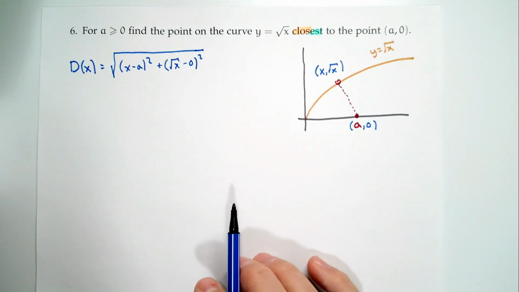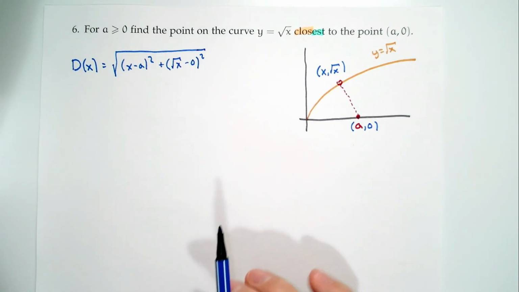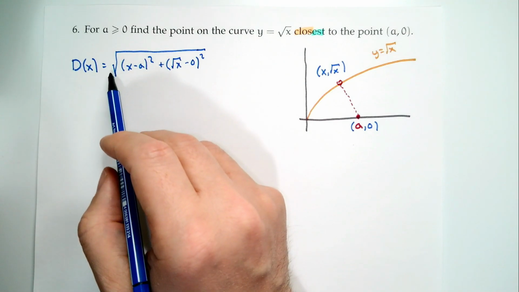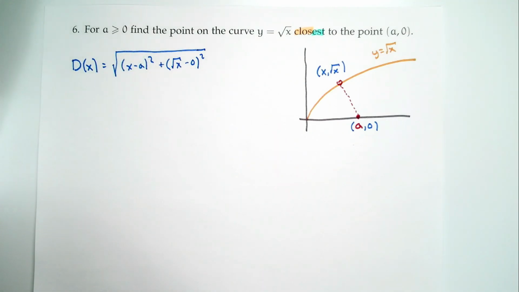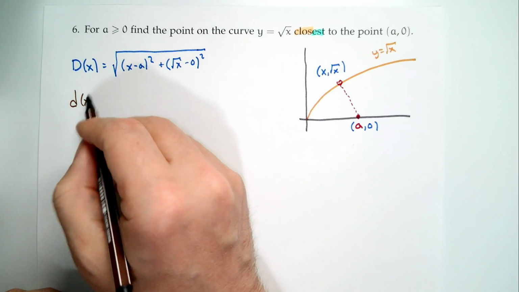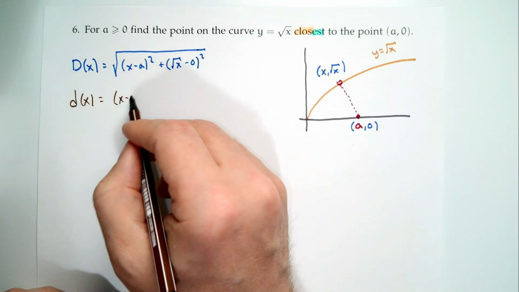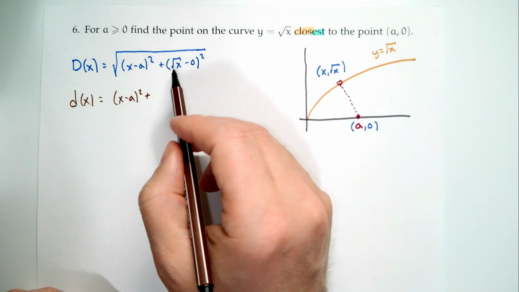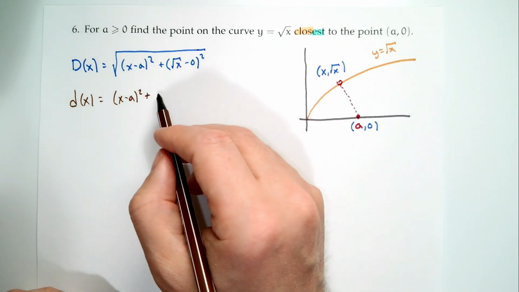All right, now we can clean this up. Notice that there's a square root here. It would be nice if that square root weren't there. So how do we get rid of it? And the answer is we just get rid of it. Well, so we'll make up this new function. I'll call it little d of x, which is (x minus a) squared plus, and of course, square root of x squared would be x.